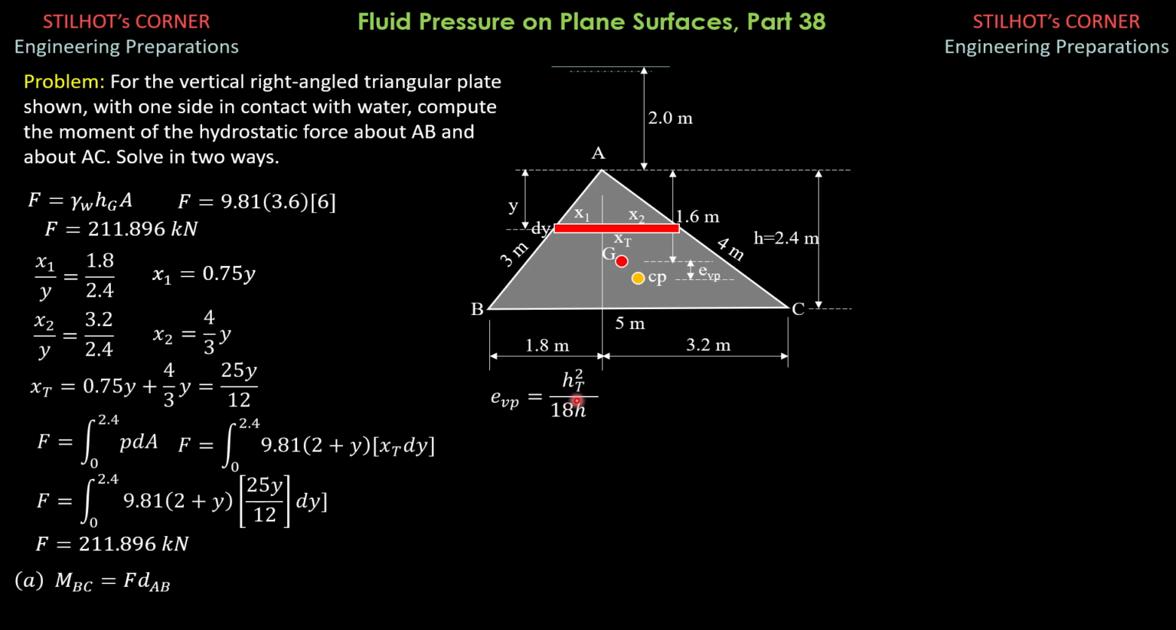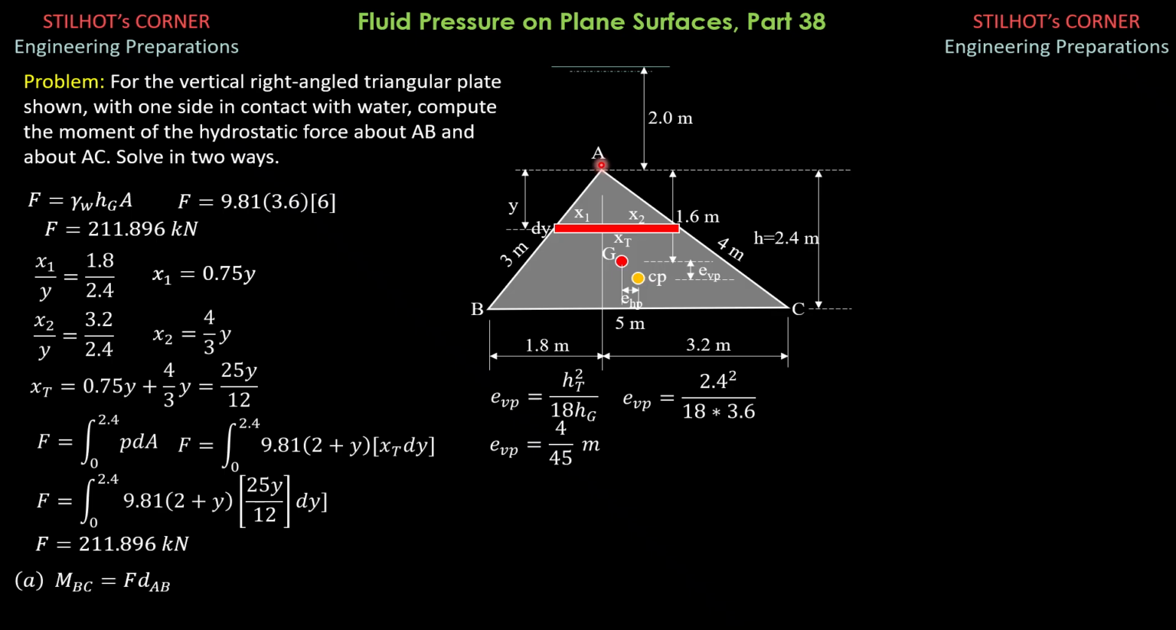So E sub VP is I of triangle squared over A times HG. The height of triangle is 2.4. HG is 3.6, 2 plus 1.6, 3.6. So E sub VP is equal to 4/45 meters. So that's it. This is EVP. So this is 0.8. So with B as our reference, the equation of AB would be simple.